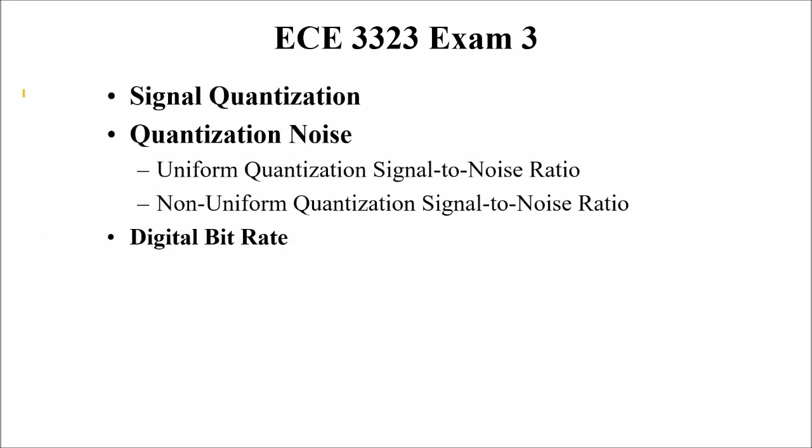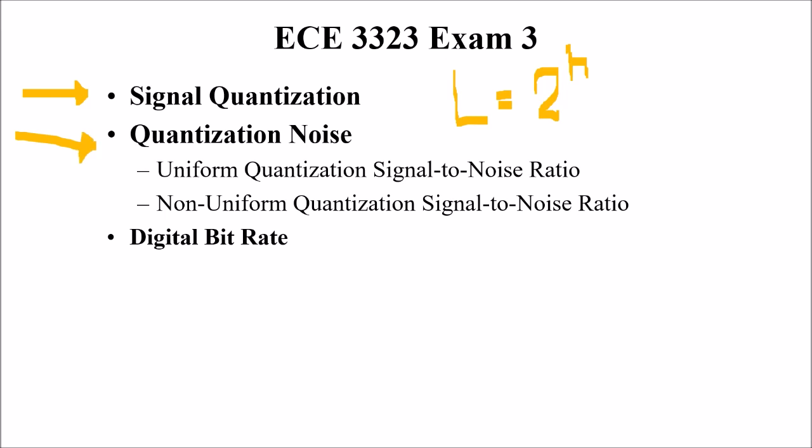Next topic was signal quantization, where we turn the sampled signal into its nearest standard value. This is the analog to digital conversion process. We have a certain number of levels for the quantization. The levels are given by the number of bits. Number of levels equals 2 to the power of the number of bits, N. And in the process of quantization, you introduce quantization noise.